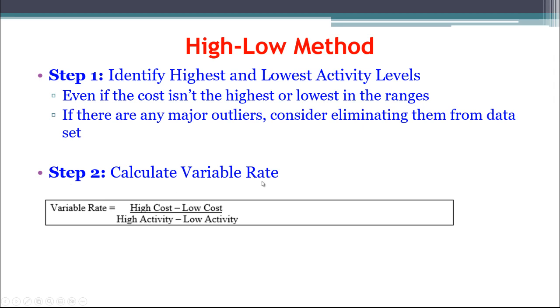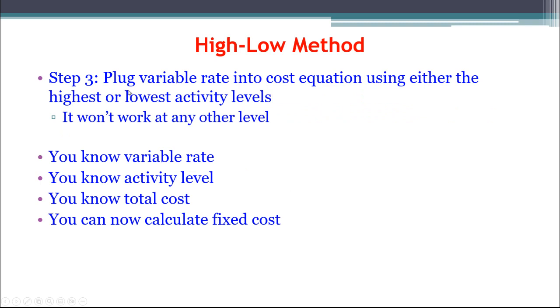Step two, we're going to calculate the variable rate by taking the change in cost divided by the change in activities. You may again recall that from slope-intercept form in math, but the variable rate is high cost minus low cost divided by high activity minus low activity. How many units were at the high and low activity points? That gives you a cost per changed unit is what it does. That's our variable rate.